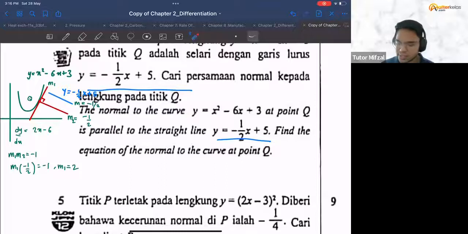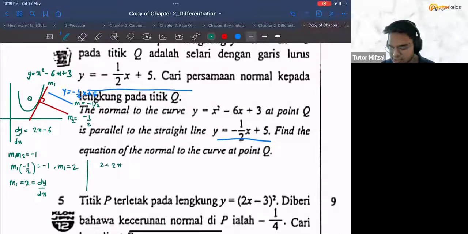How do we get to? Kita dapat daripada -1/2 ni. So M1 is equivalent to 2, which is also equivalent to dy over dx. So dy over dx kita is 2 equivalent to 2x minus 6. Solving for this, we already get our x value equivalent to 4. Oh, okay, bagus. Kita dah dapat dah value coordinate x is equivalent to 4.